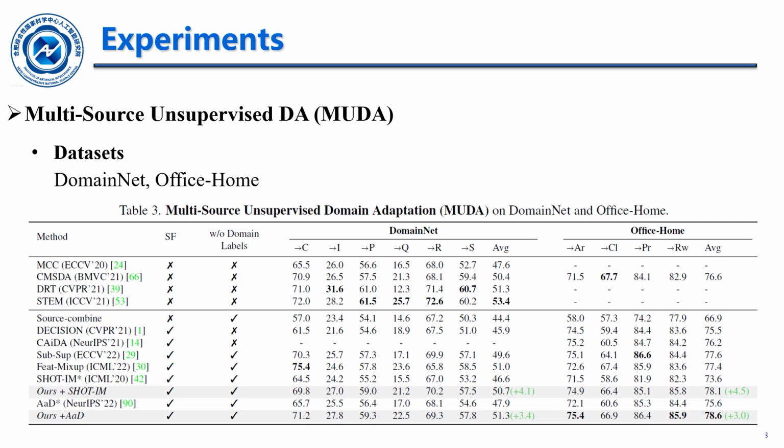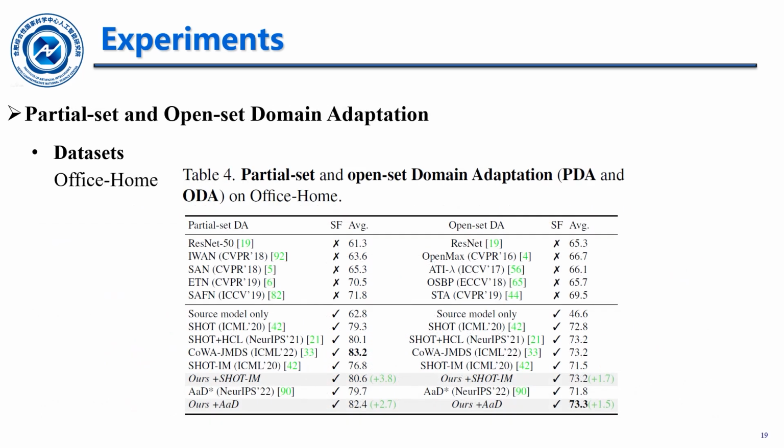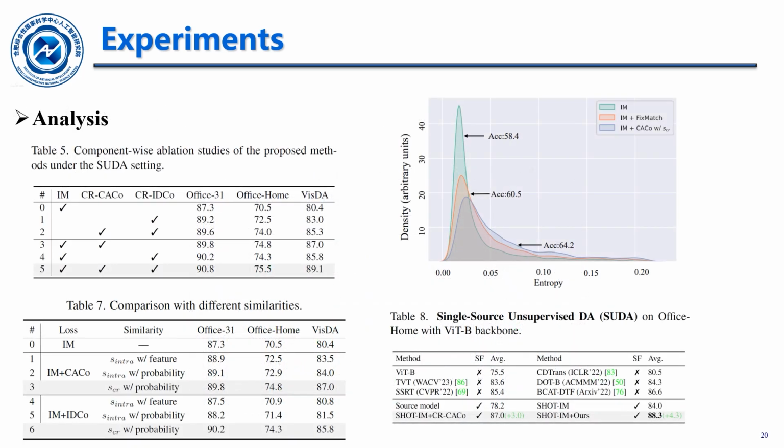We also test our method on partial set and open set domain adaptation. Our method can bring consistent improvement on different baselines. We also provide detailed analysis, including component-wise ablation studies in Table 5 and comparisons with different similarities in Table 7. Our class relationship embedded similarity can produce relatively high entropy predictions and alleviate the overconfident problem. Our method is still effective under a transformer backbone and greatly surpasses UDA methods on the Office-Home dataset.